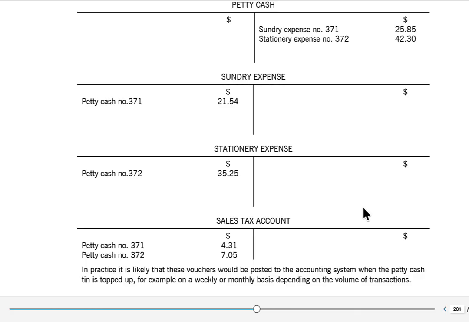Posting voucher 372. Now we do the same steps for voucher 372. Step 1. Post the total payment into the petty cash account. Petty cash paid out $42.30. So petty cash goes down again. Credit petty cash with $42.30. And we reference it to stationery expense voucher 372.